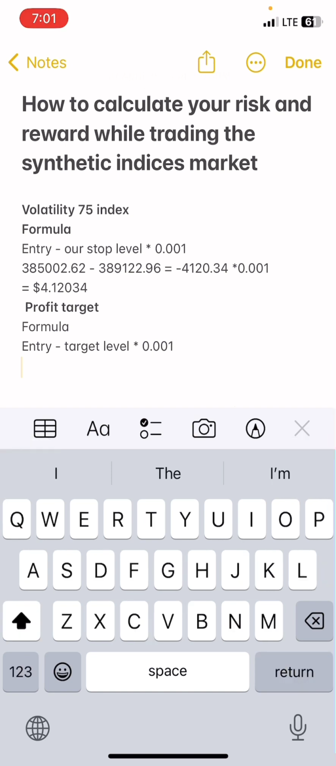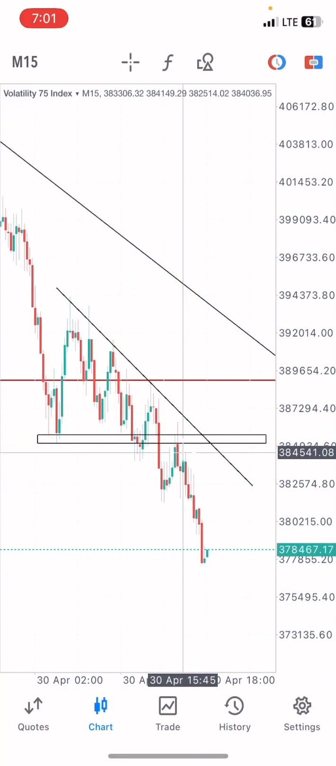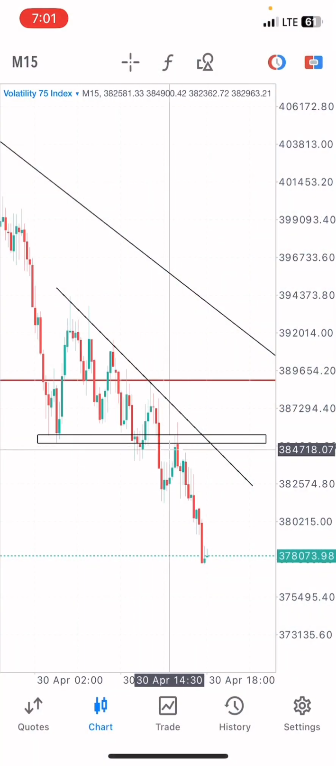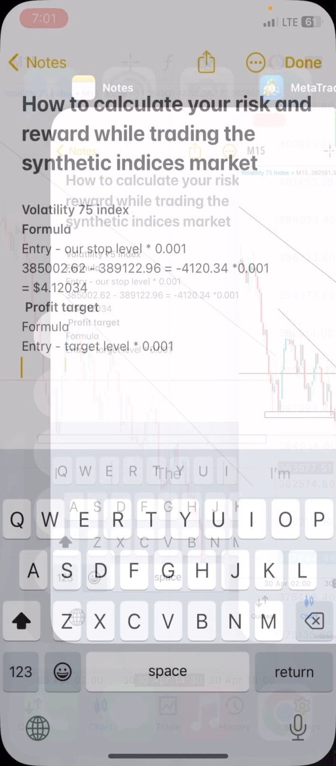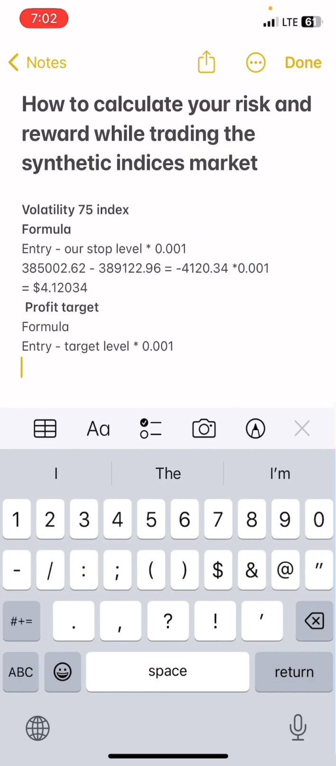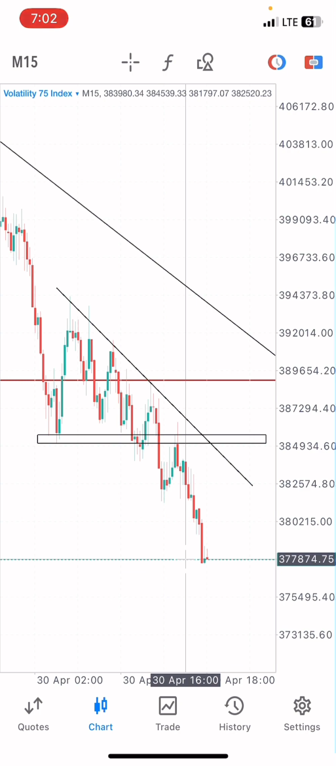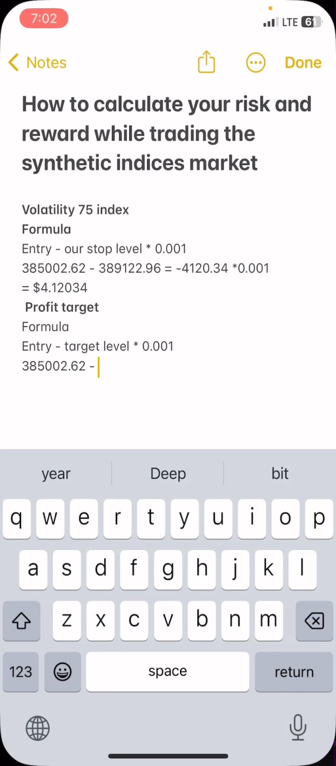0.001. So let's go back to the chart and see. So our entry level is at this point. Okay, we're using the same entry level basically. So our entry level is 382.62 minus, okay, let's say our target level is at this point, 377,874.75.